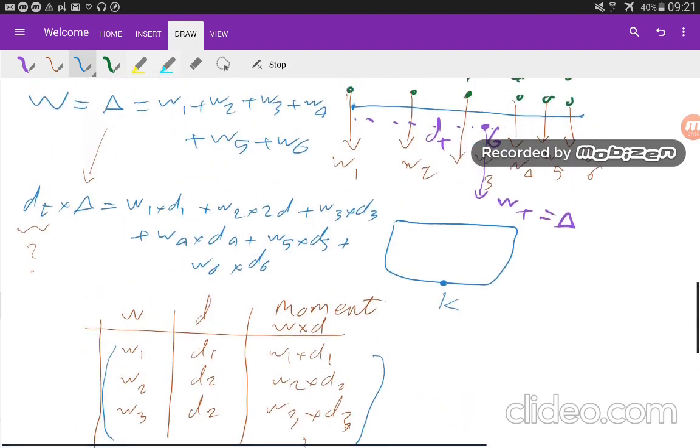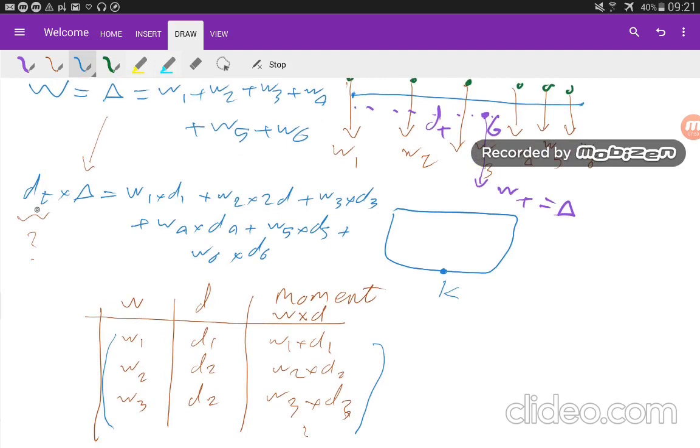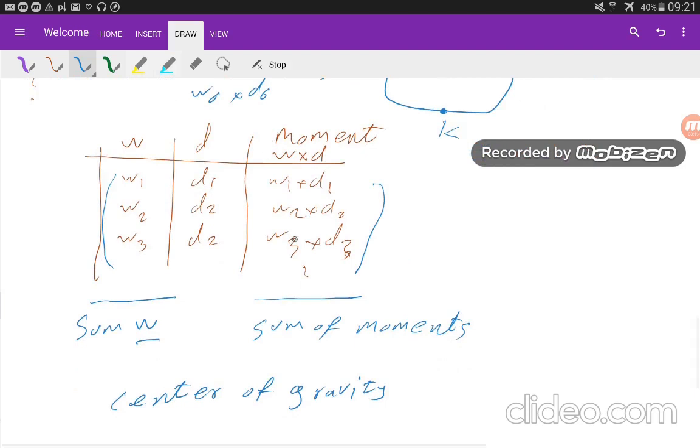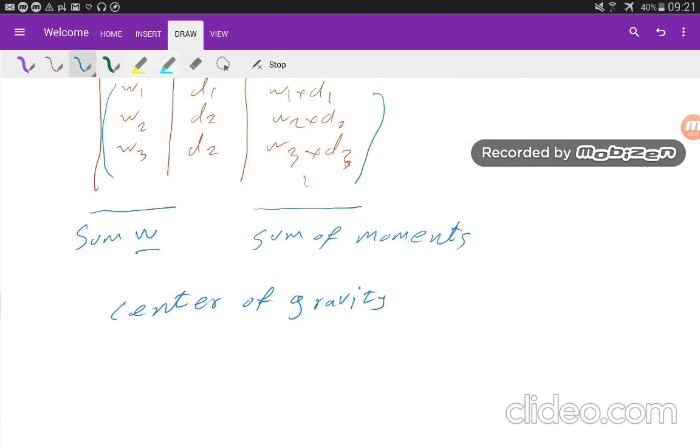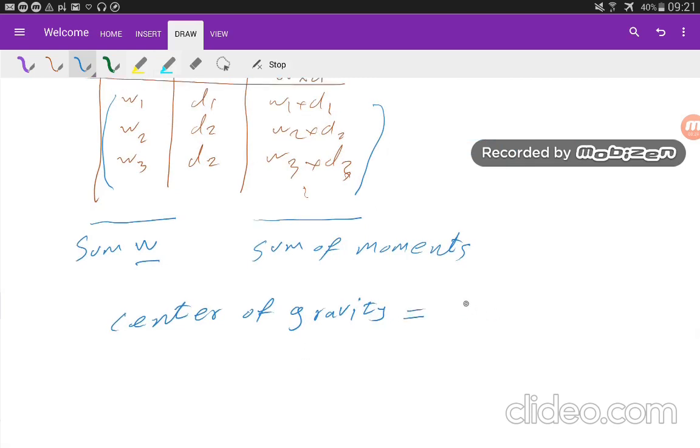Just again, review what was above. Position of center of gravity, which was dt, times total weight, was equal to the sum of the moments. So we are doing the same. We calculate each moment, the sum of the moments, and the sum of the weights, which will be our displacement, and the position of center of gravity will be all the time sum of moment over sum of weight.